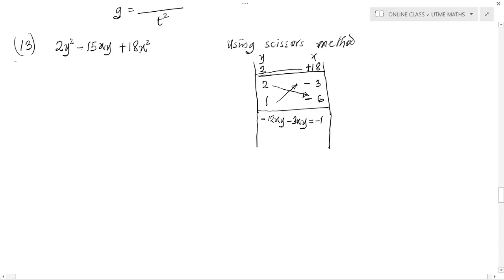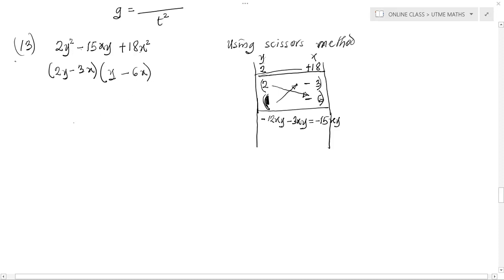Once this achieves the middle term minus 15xy, it means that you have gotten the answer. So you bracket this, bracket this, bracket this, bracket this. But you multiply them with the letter up there. So this is 1 times, this one is 2y minus 3x. So just bracket it. You have 2y minus 3x. In bracket what? This is 1 times y there. So that is y, then minus 6 times x, minus 6x. So this is the answer there.